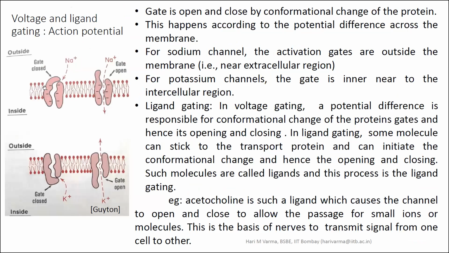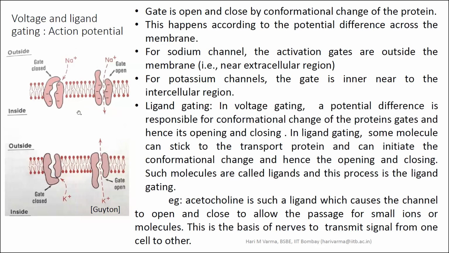Now the question is, how do you open this gate? Who tells these gates to be opened or closed? The idea is that there are two ways in which it can happen. One is called voltage gating and another is called ligand gating. In voltage gating, basically this gate or door will be opened depending on the potential difference between the interior and the outer region of the cell.